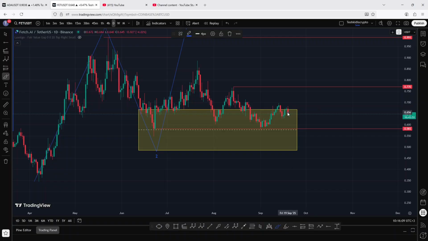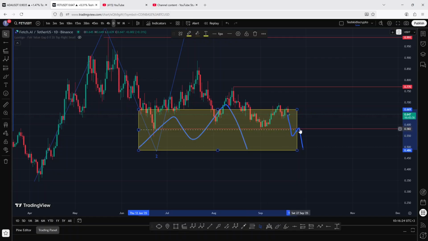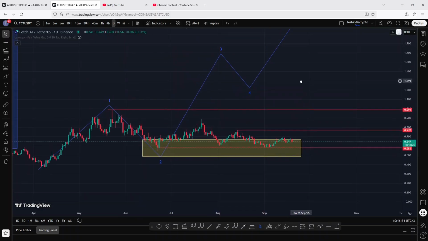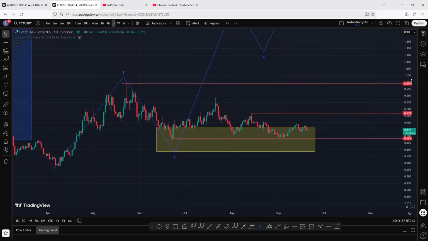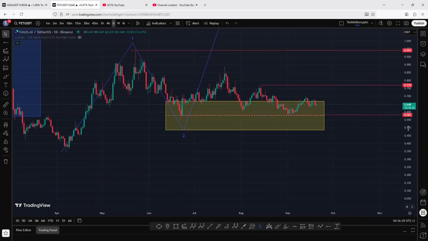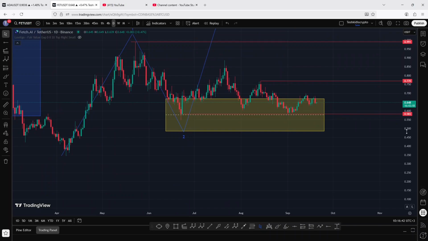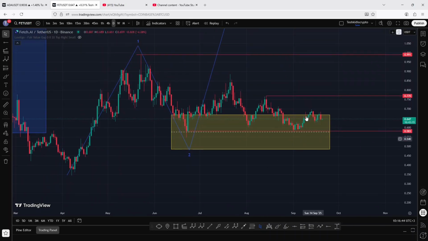But the moment we lose the 0.583, flipping it back into resistance, then Fetch AI is most likely to give us one more new low within this yellow target area. And that means that we can pull back all the way to the 0.486 before we can get another reversal to the upper side, getting the next leg to the upper side in the formation of that wave 3. So that means that in case we get another pullback in the short term, that is still bullish. All we need to see is Fetch AI holding within this area.